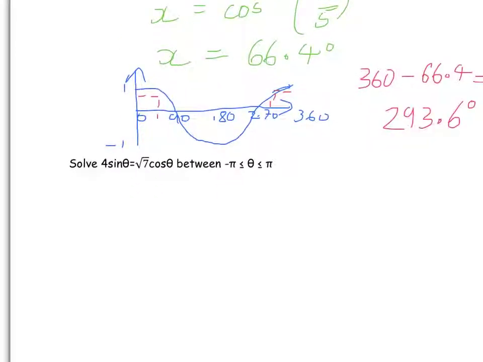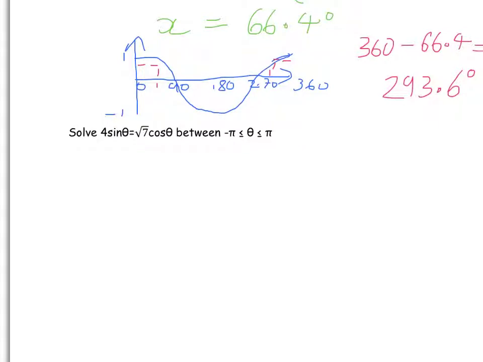Now this second question, we're asked to solve 4 sine theta equals root 7 cos theta between minus pi and pi. This means that we are using radians, so at this point you need to convert your calculator from degrees to radians and give your solution in radians. Your first problem in this question is that you're given sine theta and cos theta. You should remember from the trig identity video that if you do sine theta divided by cos theta, you end up with tan theta.